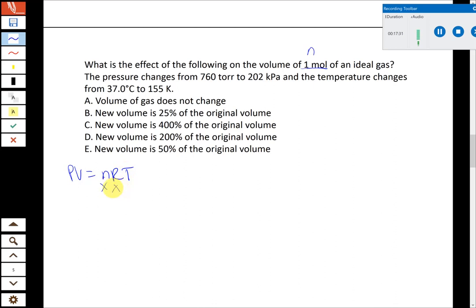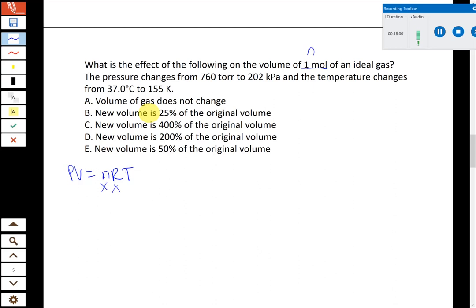But in this problem, pressure, volume, and temperature are all changing. So we're telling you the pressure is changing from 760 torr to 202 kilopascals. We don't know for sure if that's changing, but there's 2 different numbers there for pressure. And then the temperature goes from 37 Celsius to 155 Kelvin. Again, 2 different temperatures that we have to consider. So pressure and temperature are changing, and we're trying to ask you about the effect on the volume. Now, we don't know the initial volume, but we are asking you about the effect of it.